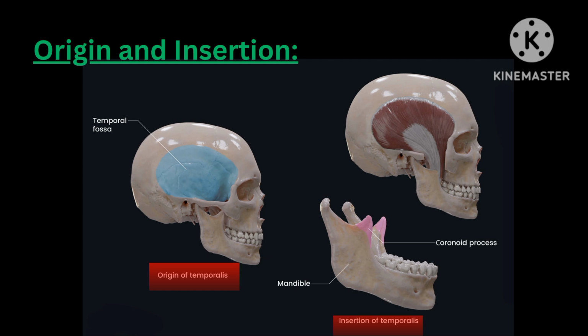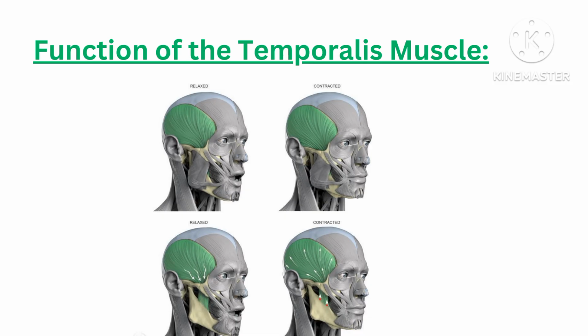The temporalis forms a tendon that inserts onto the coronoid process and anterior border of the ramus of the mandible. The temporalis muscle plays a key role in jaw movement. Upon contraction it results in elevation of the mandible, closing the mouth for chewing. It retracts the mandible by pulling the jaw backward. It maintains resting tonus, keeping the mouth closed when not chewing.